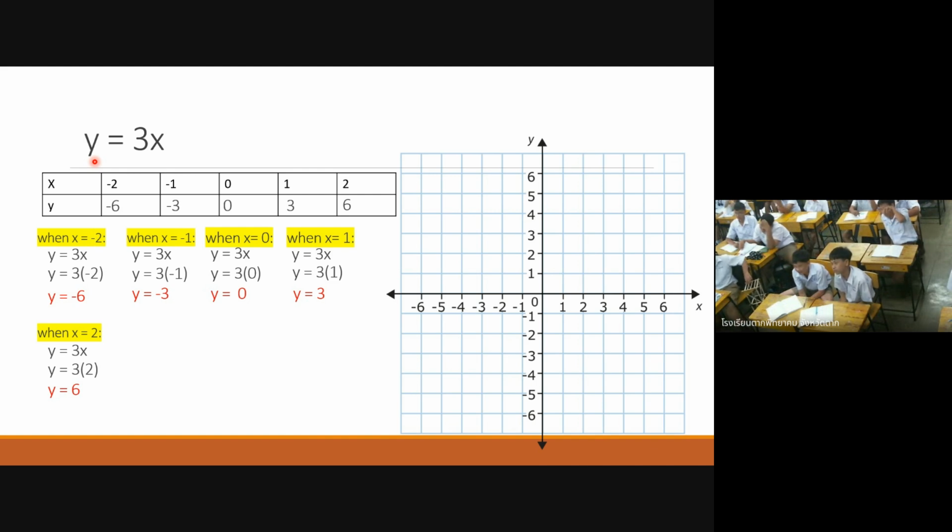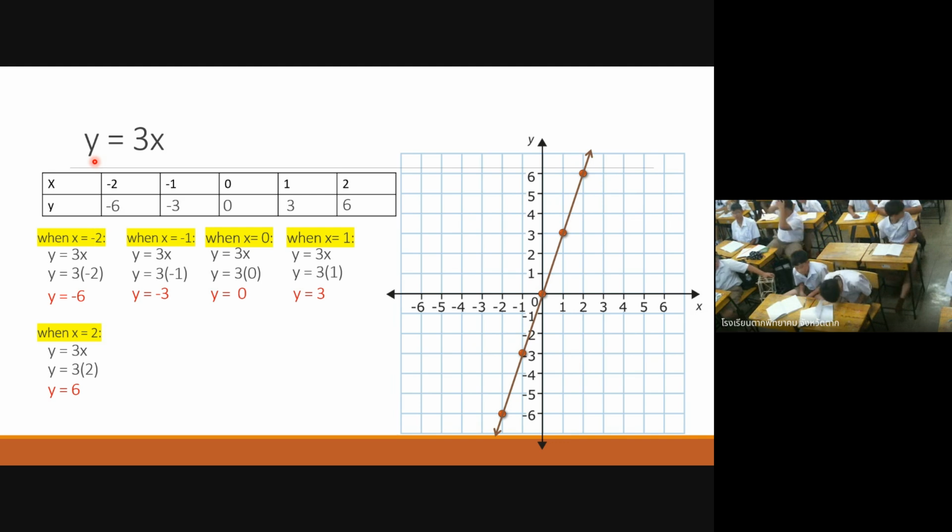Okay, what are the ordered pairs, everyone? Negative 2, comma, negative 6. And then negative 1, comma, negative 3. And then we have 0, comma, 0. 1, comma, 3. And then 2, comma, 6. And then you're going to connect the points. Easy, right? You understand?